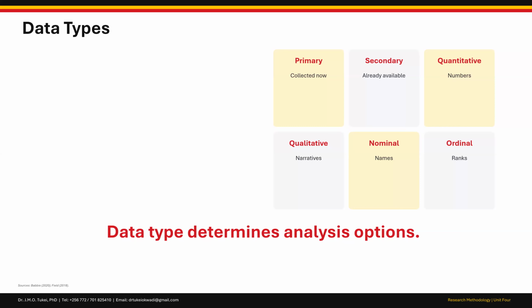Therefore, there are many types of data that you may be able to collect. It could be primary, it could be secondary, it could be quantitative, it could be qualitative, it could be nominal, it could be ordinal. That's what you ought to understand. But the data type determines analysis options. What options of analysis do you have?